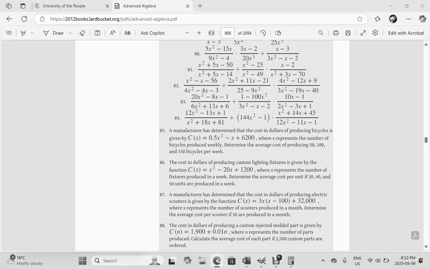Let's start out with question 85. A manufacturer has determined that the cost in dollars of producing bicycles is given by C(x) = 0.5x² − x + 6,200, where x represents the number of bicycles produced weekly. Figure out the average cost of producing 50, 100, and 150 bicycles. To solve this, we'll first need to figure out the cost of producing 50 bicycles, so that will be C(50) rather than C(x). Once you have that, you will need to figure out the cost to produce one bicycle through cross multiplication. Let's go ahead and solve this equation first.